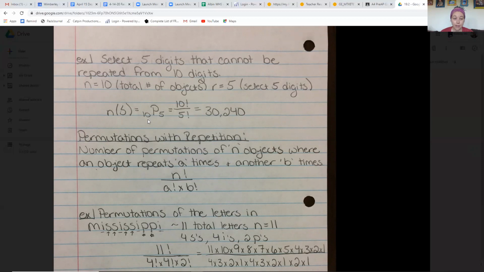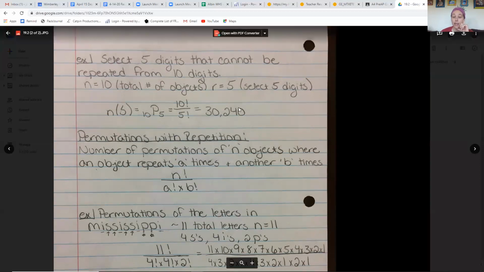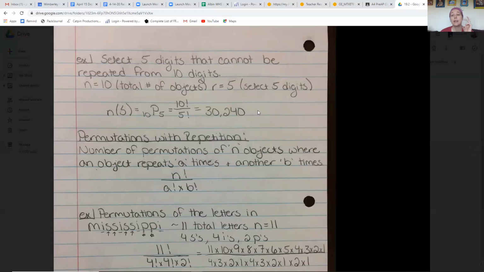And in this case, since our n is 10 and our r is 5, 10 minus 5 is 5. So 10 factorial is 10 times 9 times 8 times 7 times 6 times 5 times 4 times 3 times 2 times 1, divided by 5 times 4 times 3 times 2 times 1. That equals 30,240. There's 30,240 possible outcomes to select 5 digits that cannot be repeated from 10 digits. So that's a lot. It's a lot of chances.